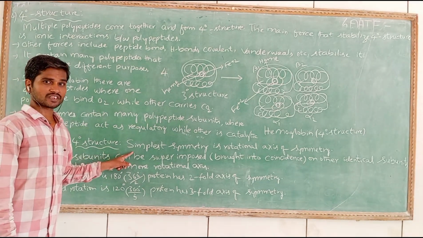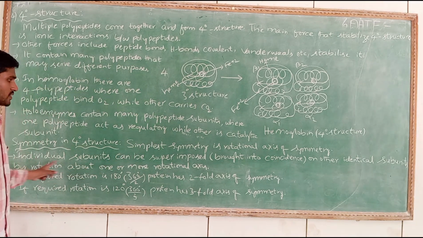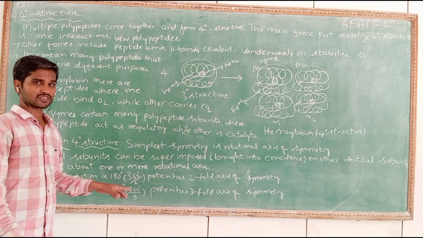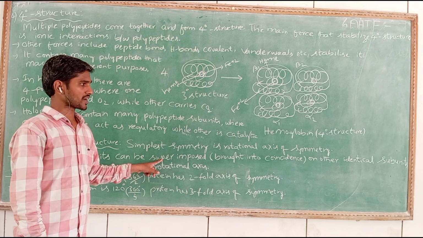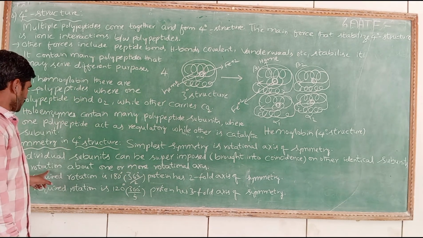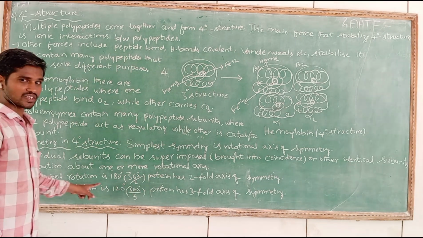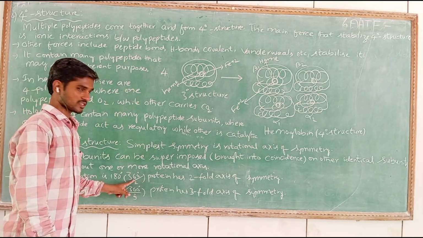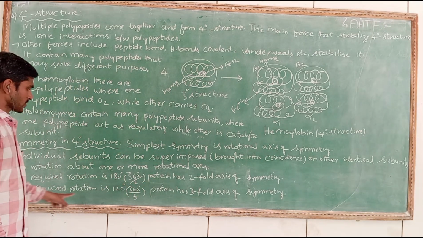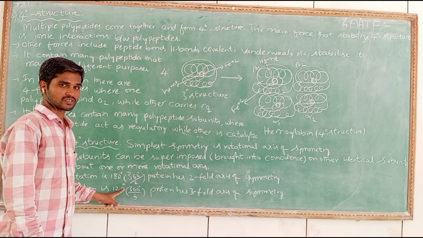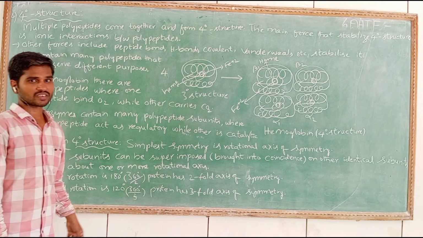Symmetry in quaternary structure: the simplest symmetry present is the rotational axis of symmetry, where individual identical subunits can be superimposed, that is brought into coincidence with each other, by rotation about one or more rotational axes. If the required rotation is 180 degrees, that is 360 by 2, we say the protein has two-fold symmetry. If the required rotation is 120 degrees, that is 360 by 3, the protein has three-fold symmetry. So we can take a screenshot of it.